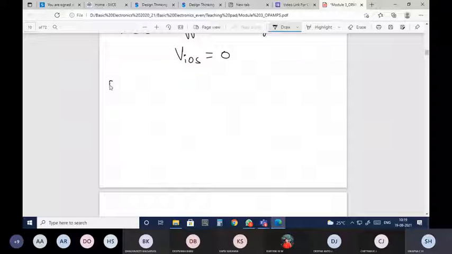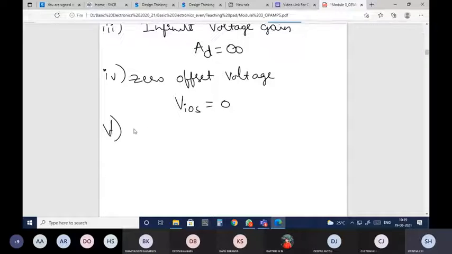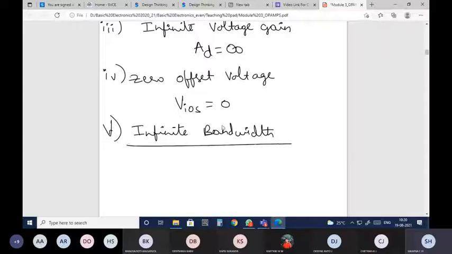The fifth parameter is infinite bandwidth. Infinite bandwidth, because this implies that it has to amplify all the signals from 0 hertz to infinite hertz. Everything it has to amplify. That is what infinite bandwidth indicates.